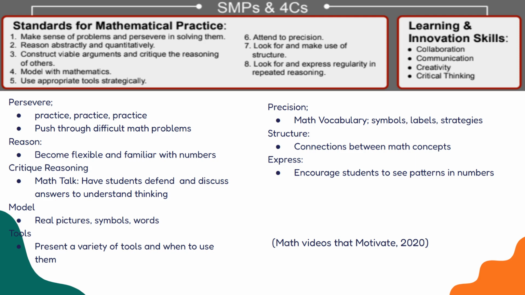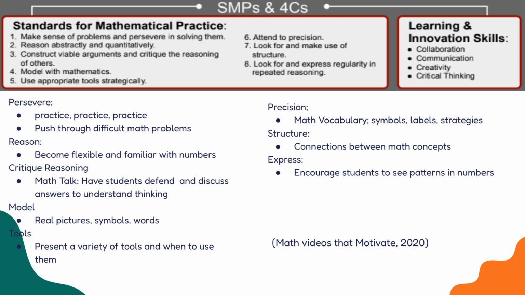7, look for and make use of structure. So equip students with, this kind of goes back to reasoning with numbers. They need to see those connections between math concepts. So they need to see that addition and subtraction are related and can be related, that addition and multiplication are related and can be related. Provide them with the skills to make those connections. And if they aren't on their own, scaffold that and help them get there.